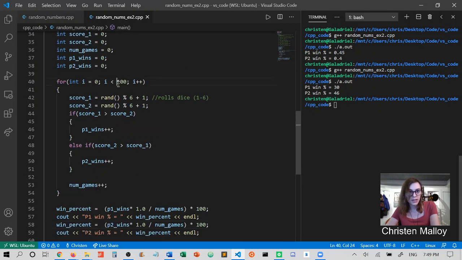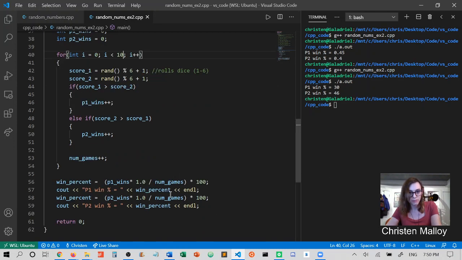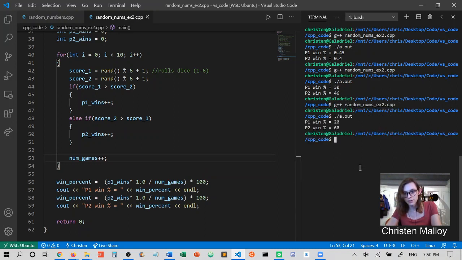And say we wanted to change this. Say we did 10 games here. Because we're dividing by the number of games, we should get slightly different and more dramatic differences. Notice that here, 20% of the time, player 1 was winning, and 60% of the time, player 2 was winning.